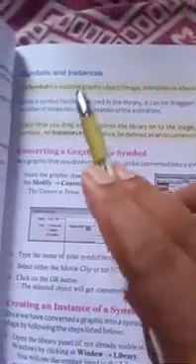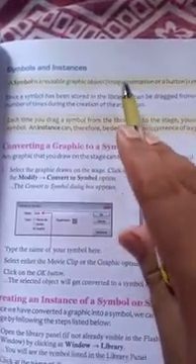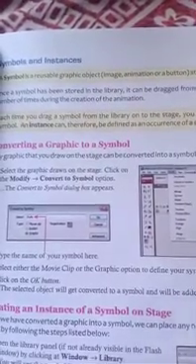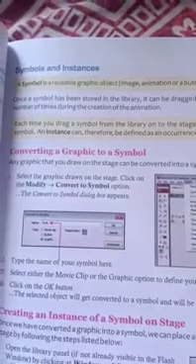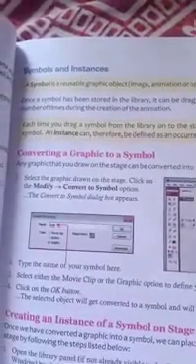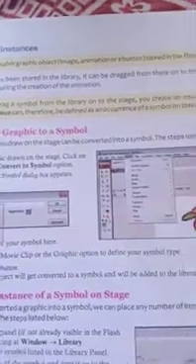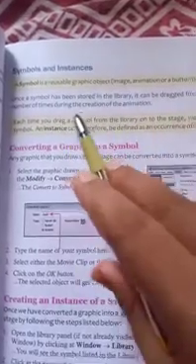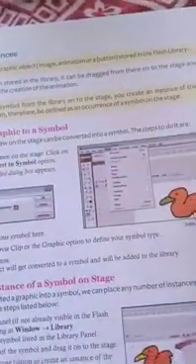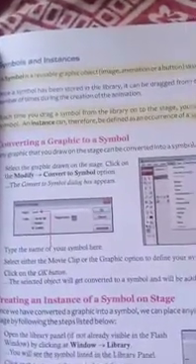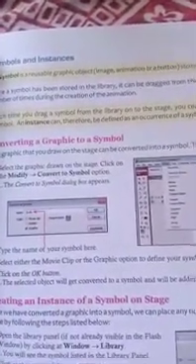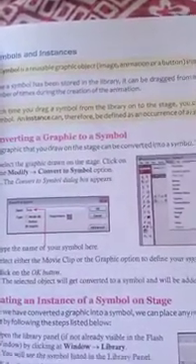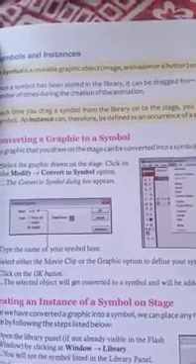So what is a symbol? A symbol is a reusable graphical object, like any image, any animation, any button, any movie clip. That is known as a symbol, which you can reuse in Adobe Flash CS3. These symbols are already stored in the Flash library. Once a symbol has been stored in the library, it can be dragged from there onto the stage. You can drag that graphical object onto the stage from the library during the creation of the animation or any video.